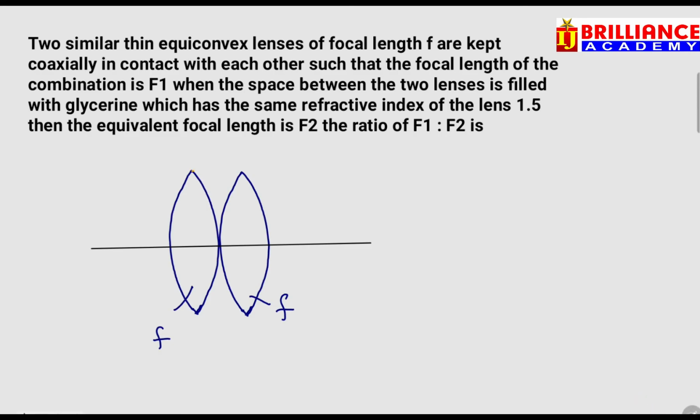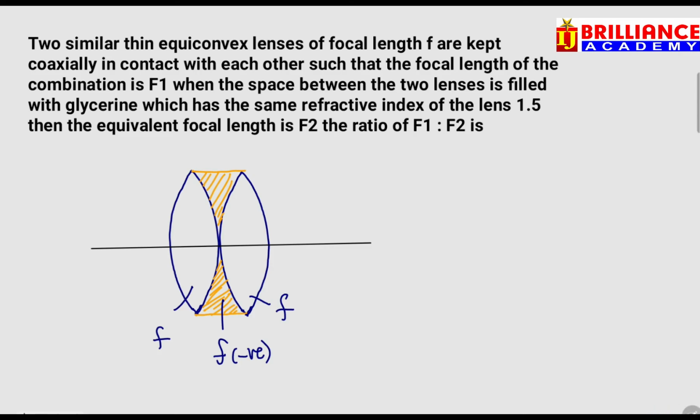So again this space will act like a concave lens, but here the refractive index is the same, which is 1.5. So the focal length of this concave lens portion also will be f, but it will be negative, because we know very well the focal length of a concave lens is negative, but in magnitude it will be the same.